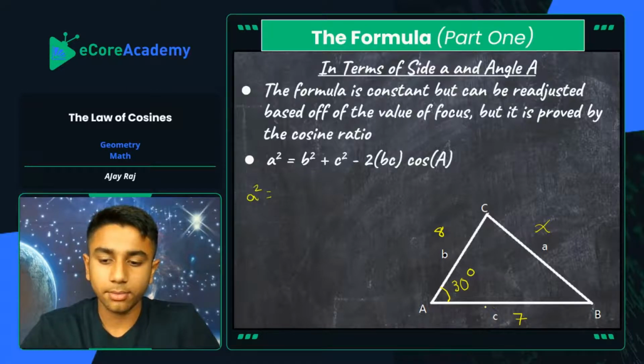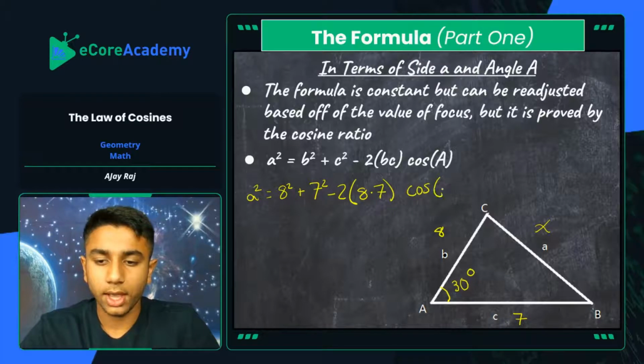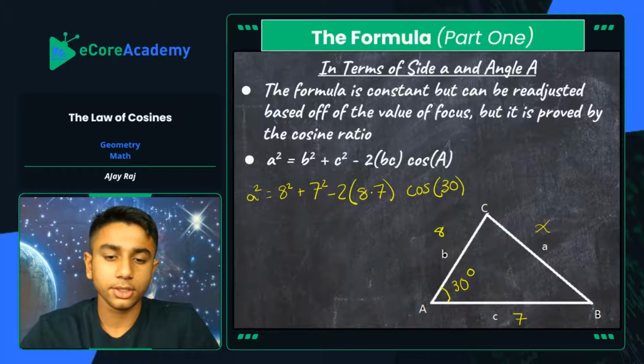Okay, 30 degrees. So we have A squared equals, so we're plugging in our value for side length B. That's 8 squared plus C squared, which is going to be 7, minus 2 times BC, which is 8 and 7, so 8 times 7, all multiplied by the cosine of angle A, which is 30. Don't have to put degrees in there.